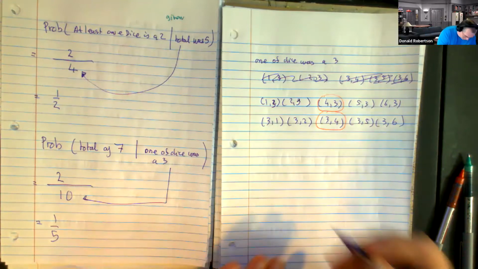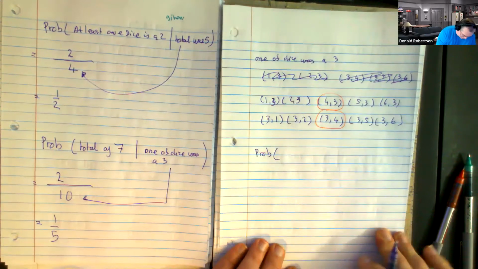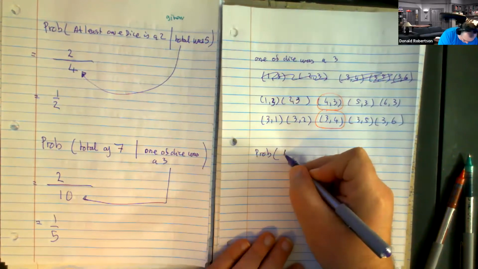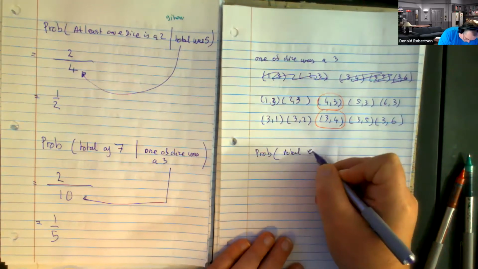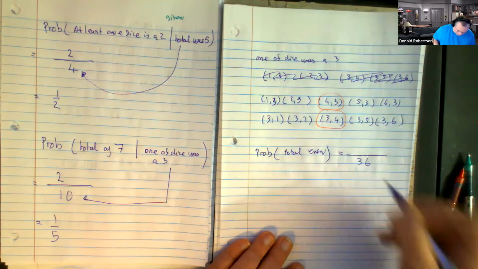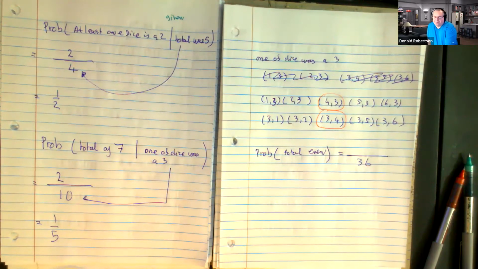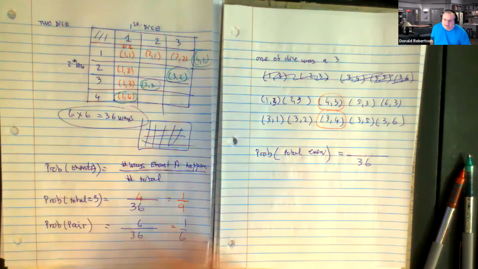Okay, let's do a simple one and then we'll leave these guys. What's the probability that you get a total that's even? So there's 36 out there. You don't need to tell me the answer, but how would you find all the dice out of the 36 that had an even total?